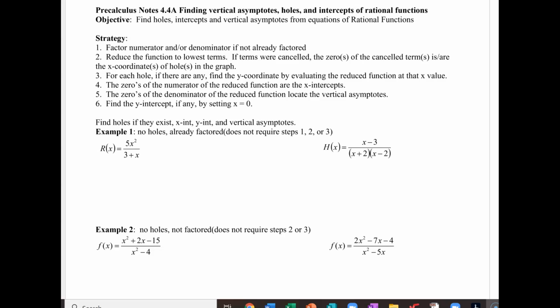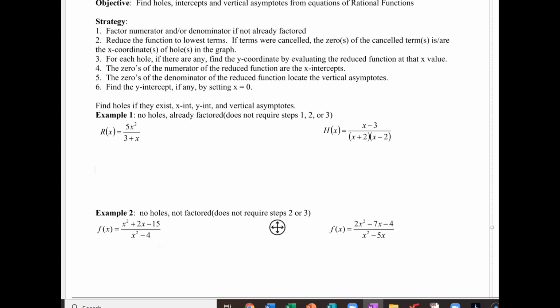And then whatever is left in the numerator is going to give you the x-intercepts. The denominator will give you vertical asymptotes once you cancel out for holes. And the y-intercept you find the same way you always find it, by setting x equal to 0.